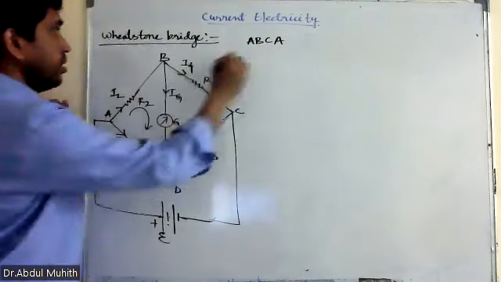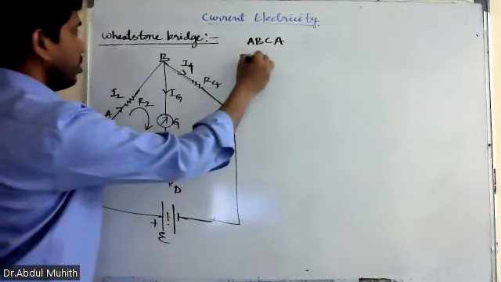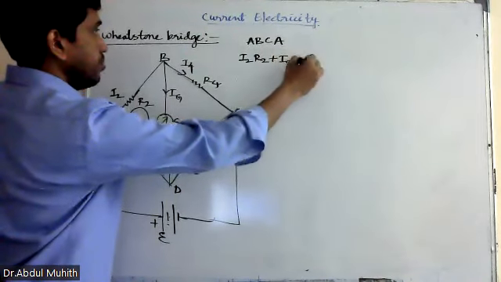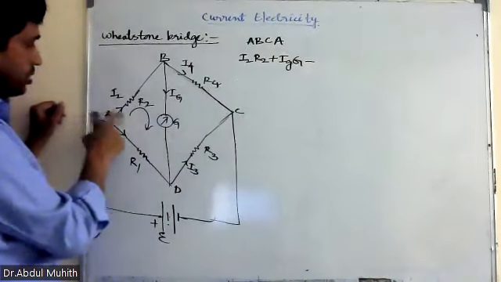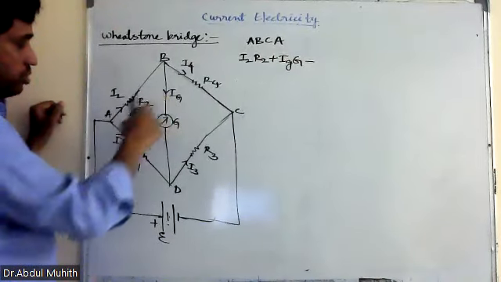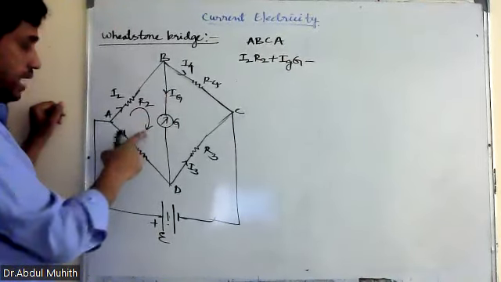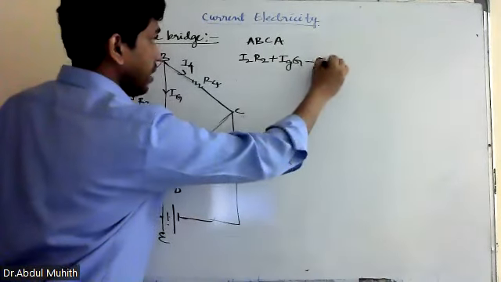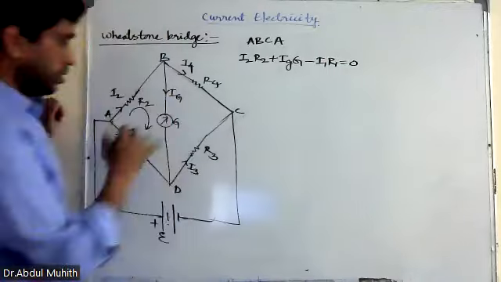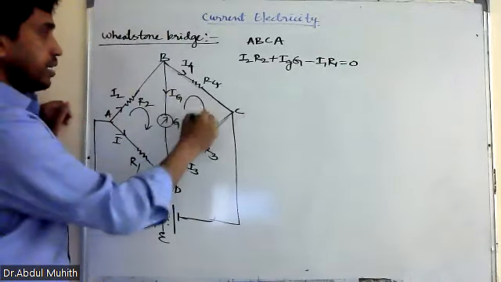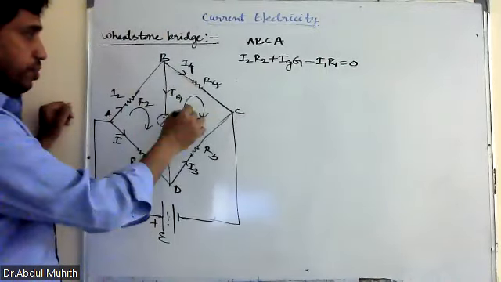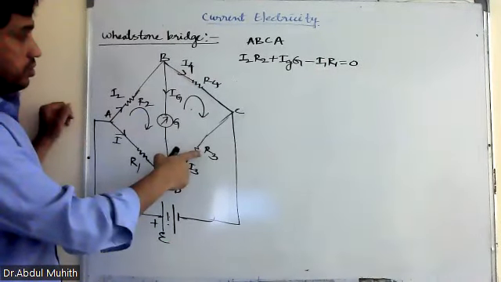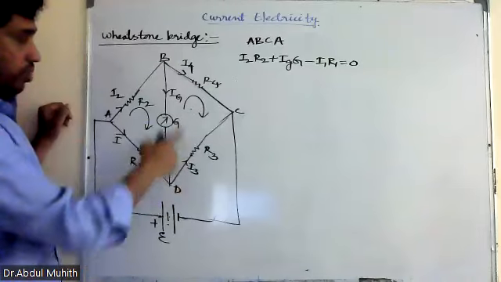So what happens here? I2 R2 plus Ig G minus I1 R1 equal to 0. See, this arrow and this arrow are in the same direction, take positive. But this arrow is in opposite direction, take negative. There is no cell here. The second one also, I'm taking the arrow the same way. So this and this will be positive, this and this will be negative. Clear? They are in opposite direction.